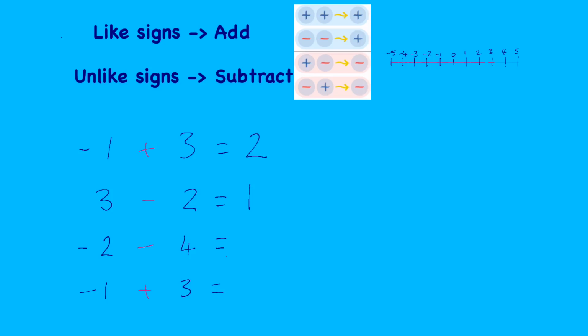My next one, which is -2 minus 4. Let's have a look at my number line. So -2, and then I subtract 4. So I go backwards 4. 1, 2, 3, and the next place would have been -6. So that answer is -6. And for the last one, -1 plus 3, I'm going to use my number line again to help me. So I start at -1, and then I add 3, so I go forward. 1, 2, 3, which brings me to 2. So my answer is 2.